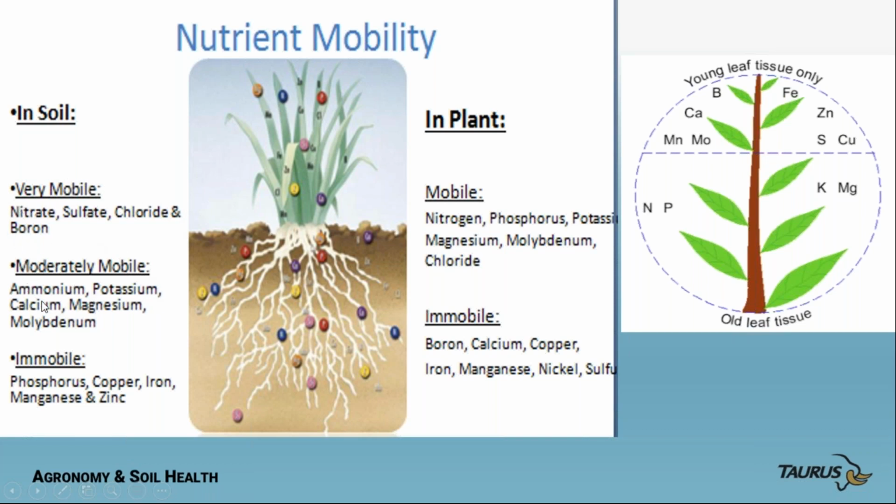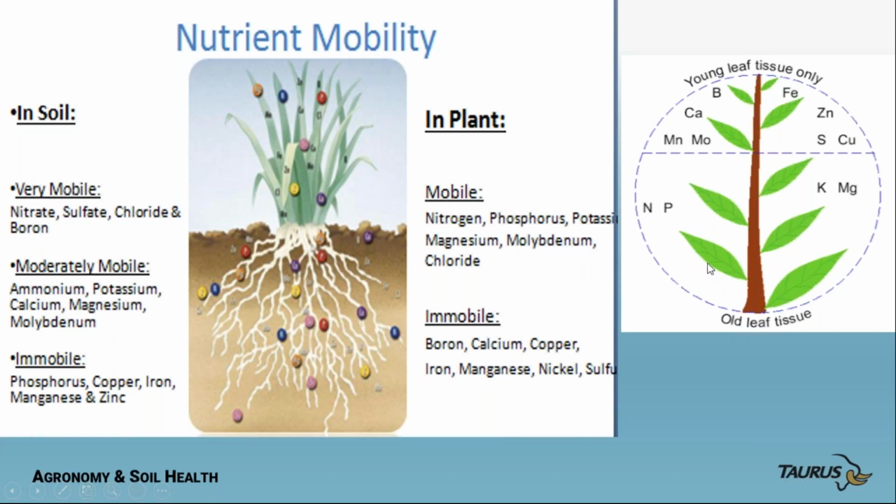These cations, except for molybdenum as an anion, aren't very mobile because the soil is negatively charged and the positive charge hangs on to it. And some of these are really not mobile because these transitional metals like copper, iron, and zinc, they're metals. They're not very soluble. Phosphorus, even though it's an anion, just gets tied up so quickly, so it's not mobile in the soil. In the plant, though, we get a different response.